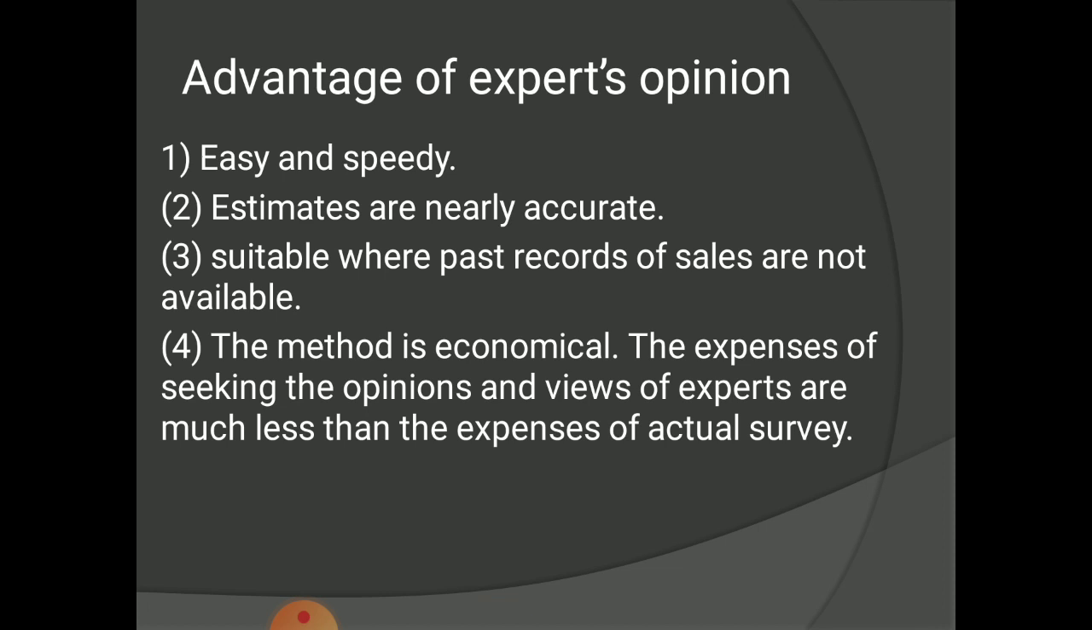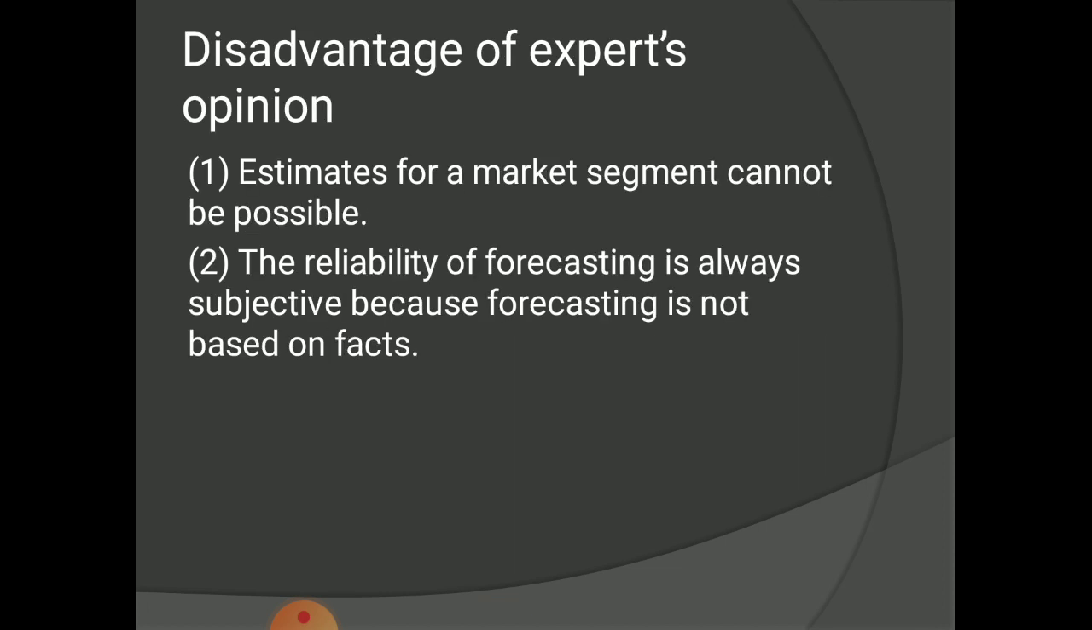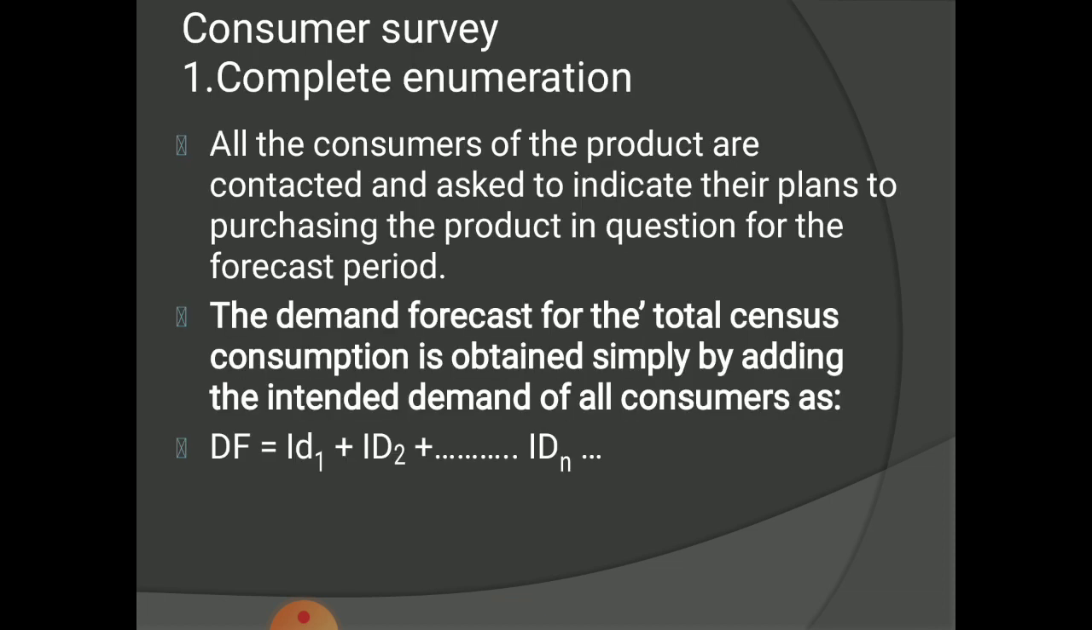We have also completed the advantages and disadvantages of the experts' opinion method, and now we are moving towards the consumer survey method. According to the consumer survey method, as the name itself suggests, we are taking a survey of consumers, meaning we are directly asking consumers what will be their consumption in future. As we have seen in the diagram, consumer survey methods are again divided into three categories, and out of those three categories, the first category is complete enumeration.